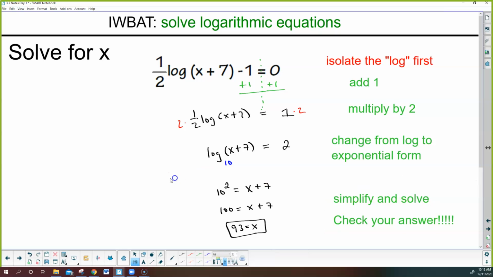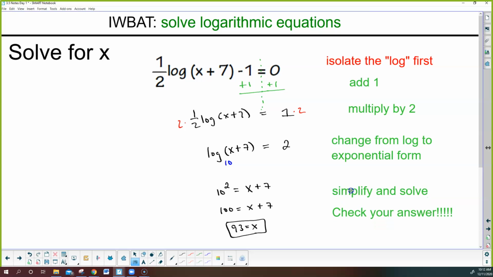All right. So the green part is basically the steps that we did. The last thing is once we get our answer, we should check it really quickly. We don't know how to enter this into our calculator yet, but what if I put 93 back in for x? 93 plus 7 is a positive number, and since that's a positive number, it's going to produce a real result. For right now, that's all we're good with.